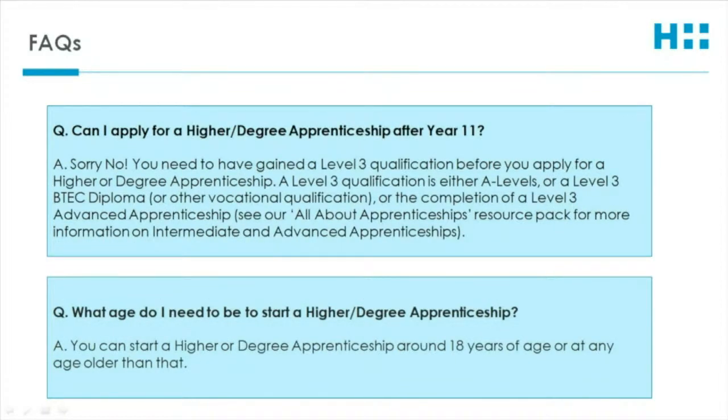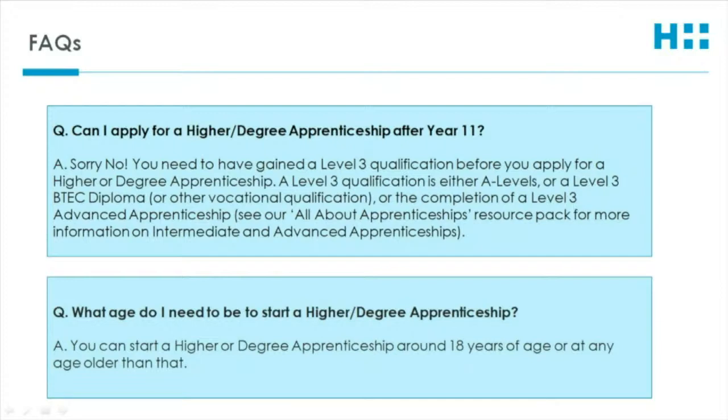Okay, so next question, can I apply for a higher or degree apprenticeship after year 11? Sorry, no. You need to have gained a level 3 qualification before you apply for a higher or degree apprenticeship. A level 3 qualification is either A-levels or a level 3 BTEC diploma, or it could be another vocational qualification. Or you could complete a level 3 advanced apprenticeship qualification as well. But no, you can't go straight into a higher or degree apprenticeship after year 11.